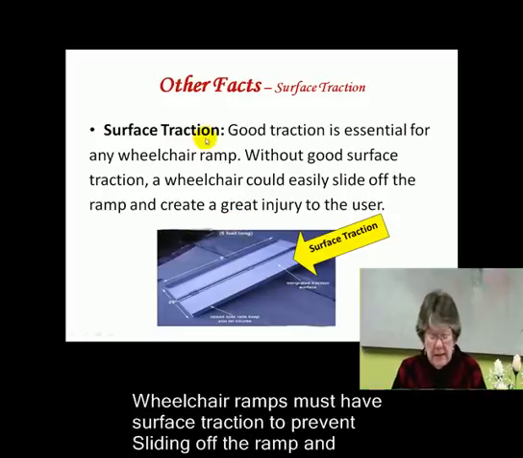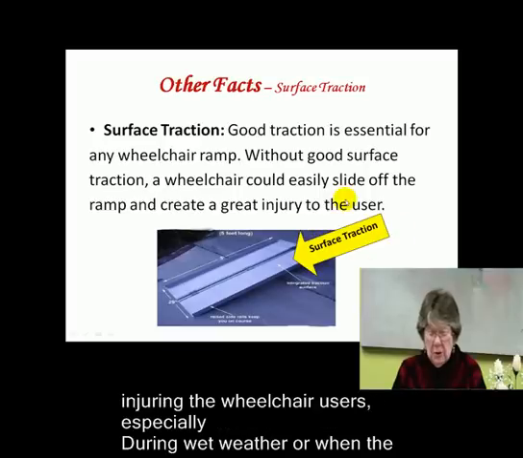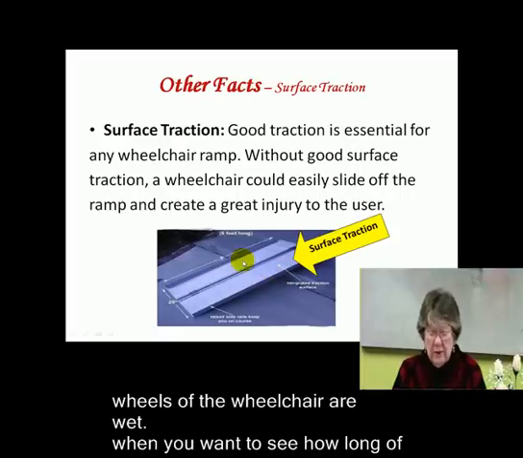Wheelchair ramps must have surface traction to prevent sliding off the ramp and injuring the wheelchair user, especially during wet weather or when the wheels of the wheelchair are wet.